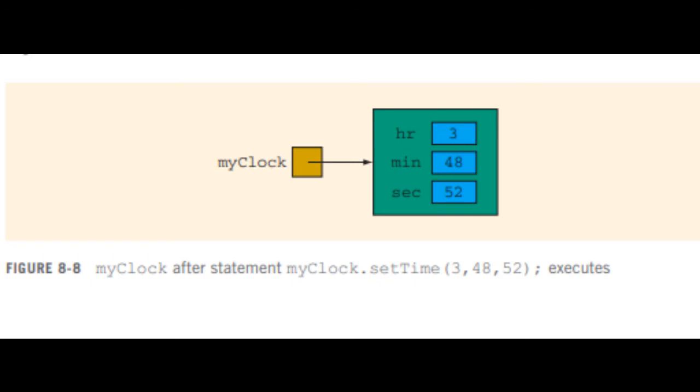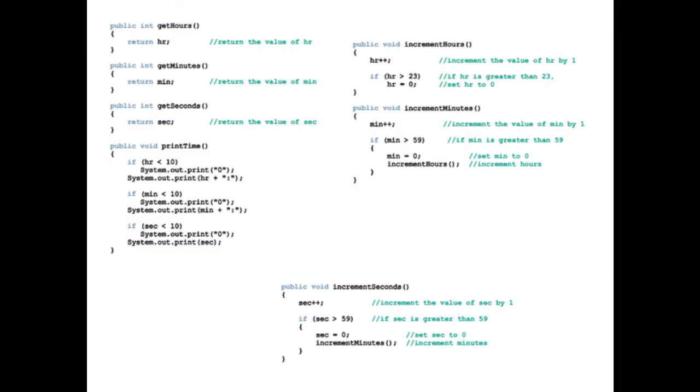Next, let's give the definitions of the other methods of the class Clock. These definitions are simple and easy to follow. Public int getHours, return hr. This will return the value of the instance variable hr. Next, public int getMinutes, return min. This returns the value of the instance variable min. Public int getSeconds, return sec. This returns the value of the instance variable sec.